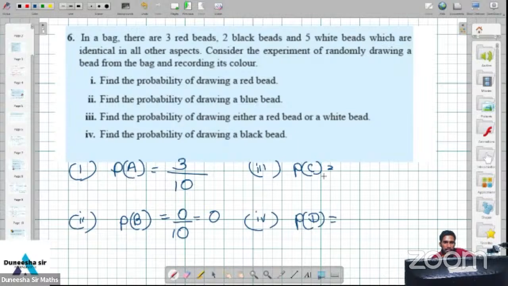Probability of drawing either a red bead or a white bead. Okay, red and white. It's 3 reds and how many white? 5. All are 8. 8 over 10, we can get 4 over 5. Probability of drawing black, 2 over 10, it's 1 over 5.